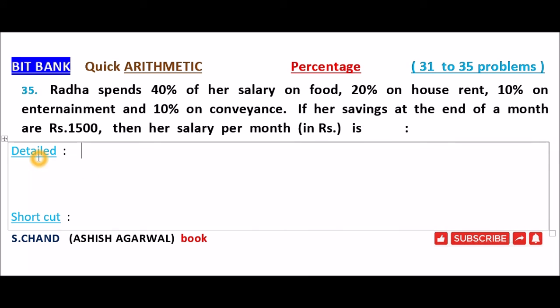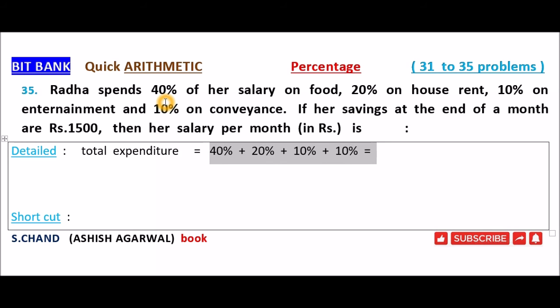Solution. The detailed explanation. So what is the total expenditure first of all? 40% on food plus 20% on house rent plus 10% on entertainment plus 10% on convenience. So total expenditure is equal to 40 plus 20 plus 10 plus 10, that is equal to 80%. So 80% is expenditure. Total is 100, so 100 minus 80 is the savings. That is, savings is equal to 20%.